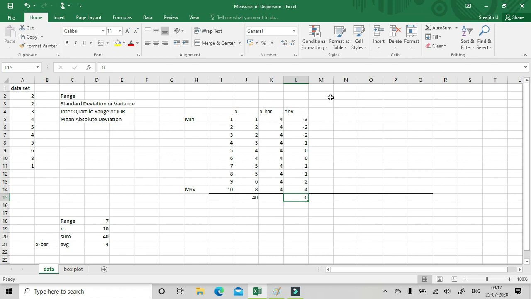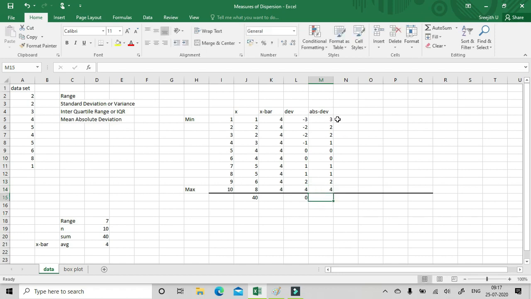Okay, so of course another method we can use is to find the absolute value of this, right? Instead of taking it as minus 3, we find the positive value of that, and let's call it the absolute value of the deviation, absolute dev. Okay, and that's 3 here, 2 here, 2, 1, 0, 0, 1, 1, 2, 4.